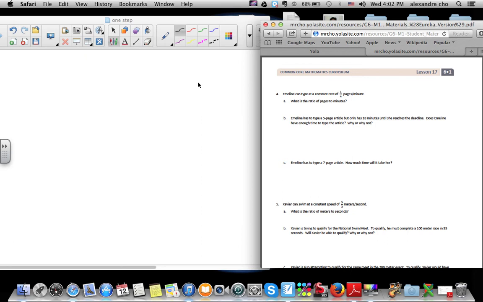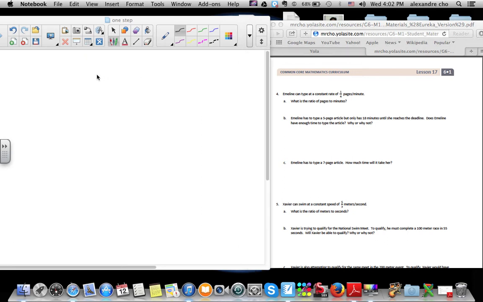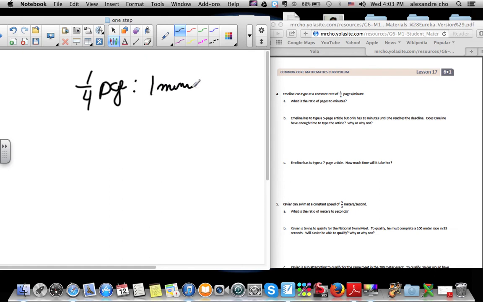I don't know why they keep asking that same question. What is the ratio of pages? So question letter A was 1/4 of a page. The ratio is 1/4 to 1 minute. Okay, there's your ratio. Or if you put it as a fraction.